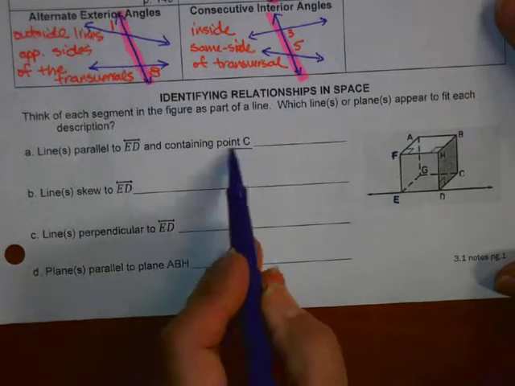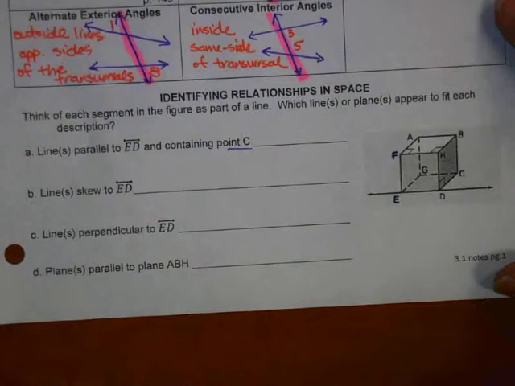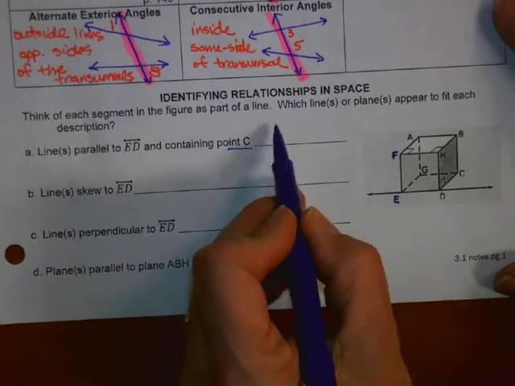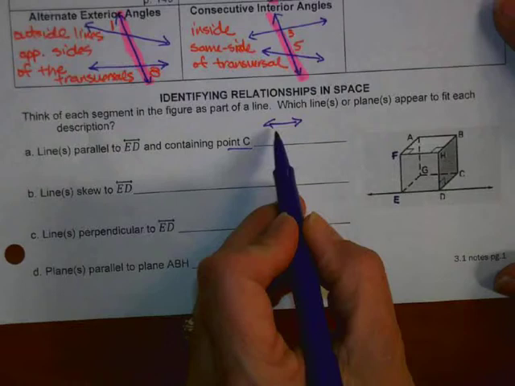But they have to contain point C. So there's really only one. GC. There's only one. That's that one back here. That contains point C and it's parallel. So of course you're going to do the line with the arrows on top and write GC.